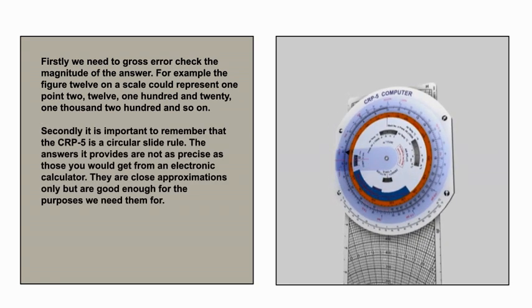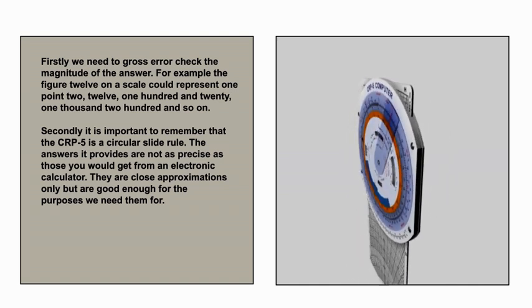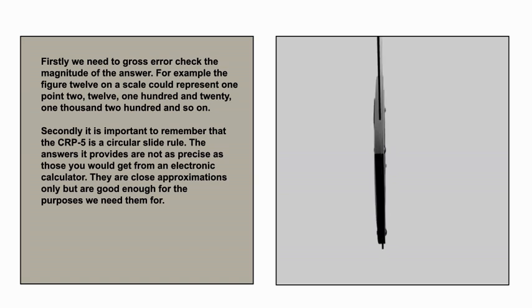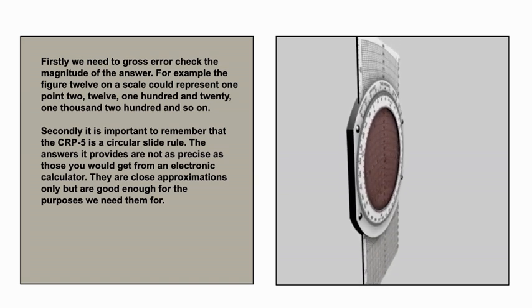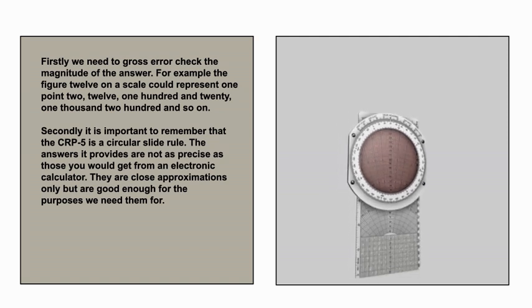Secondly, it's important to remember that the CRP-5 is a circular slide rule. The answers it provides are not as precise as those you would get from an electronic calculator. They are close approximations only, but are good enough for the purposes we need them for.